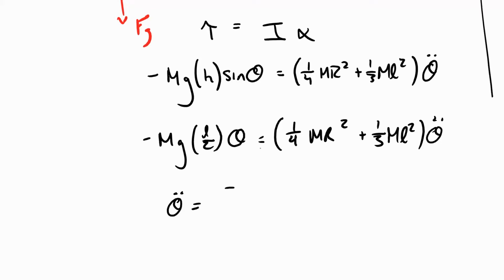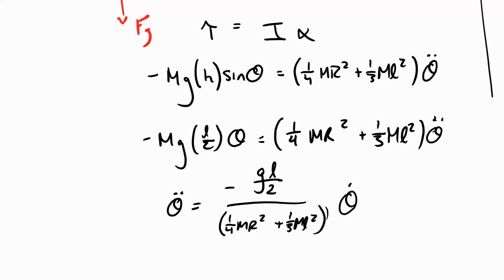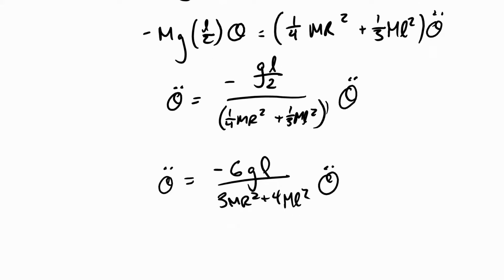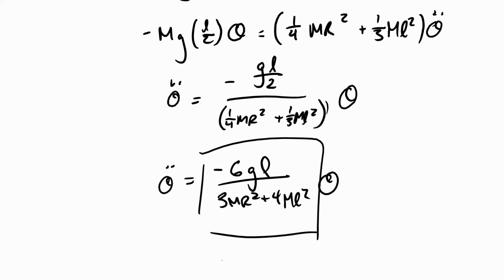Minus, all right, m's are going to cancel, so we have g L over 2 over 1/4 mr squared plus 1/3 ml squared, times theta. If I hit that whole thing with a factor of 12, minus 6gL over 3 mr squared plus 4 ml squared, times theta. So this, nope, hold on, that's too many theta double dots. This is a theta double dot, this is the theta. I can do division, I swear. This crazy thing is my omega squared. And that is the point of this.